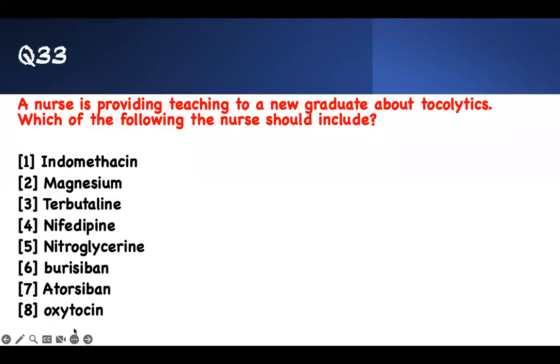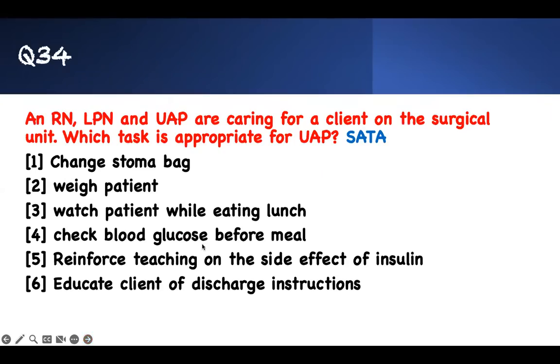Few more. Select and apply. Back to delegation. RN, LPN, UAP are caring for a client on the surgical unit. Which task is appropriate for the UAP? UAP, like I told you, they don't think. It's just for the test, so that you can recognize them. Things that don't require thinking. They don't touch the stomach, so they are not responsible.